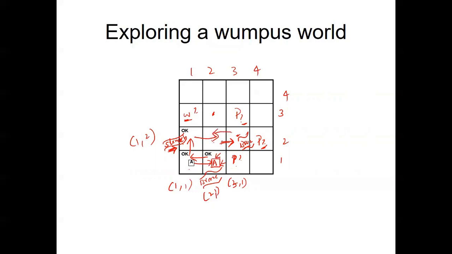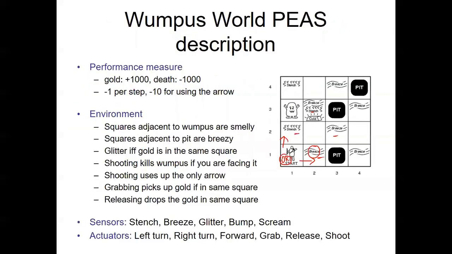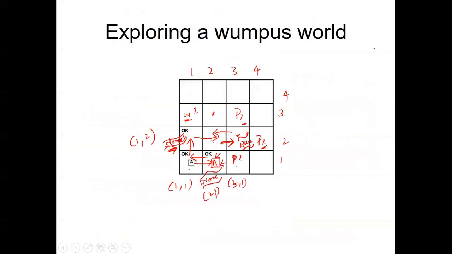In this cell, again, the agent is not sensing anything. Now all three directions he has explored, so the only direction he has not explored is this cell, which is 2 comma 3. So the agent will go here, and here is the gold. The agent senses the glitter and he will grab the gold.